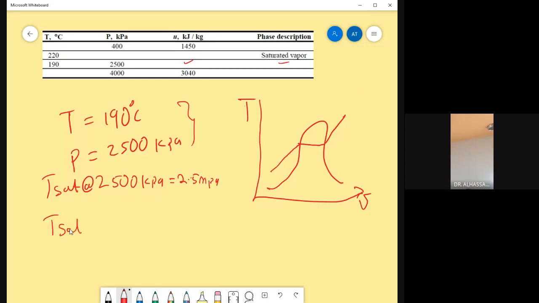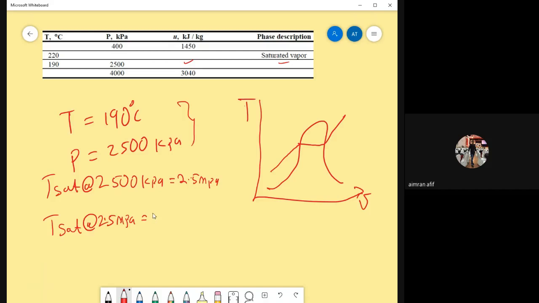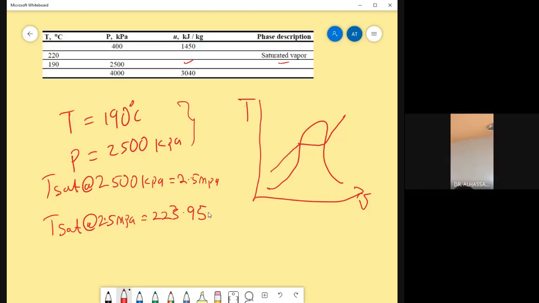So we will have to look for T saturation. What is the T saturation here? Ayman, can you help us? 223.95. 223.95, okay, thank you. Degrees Celsius. So we discovered that the saturation temperature is greater than the temperature T.